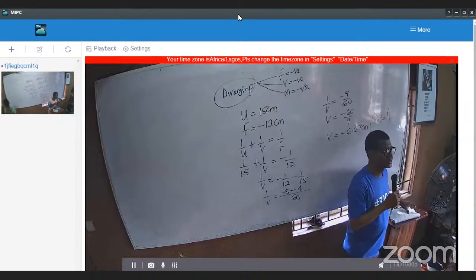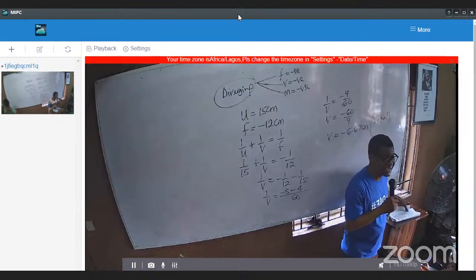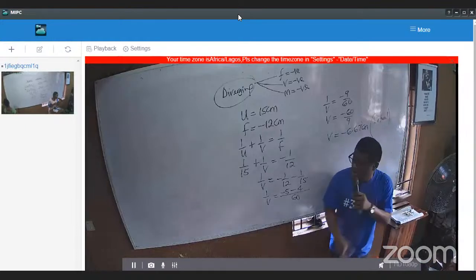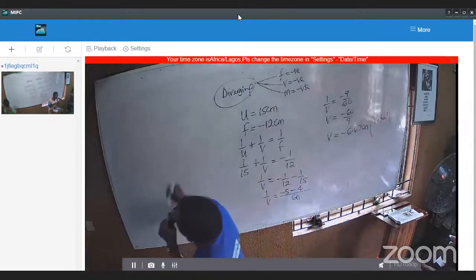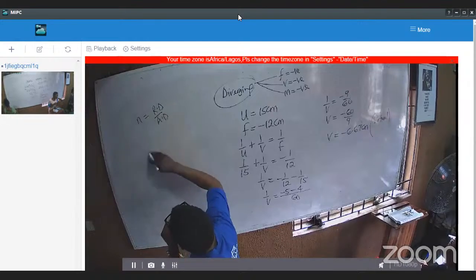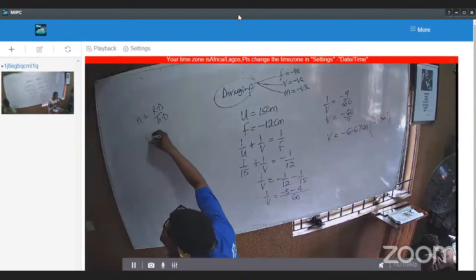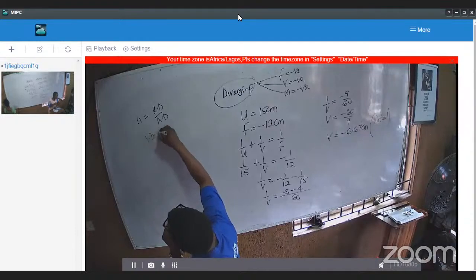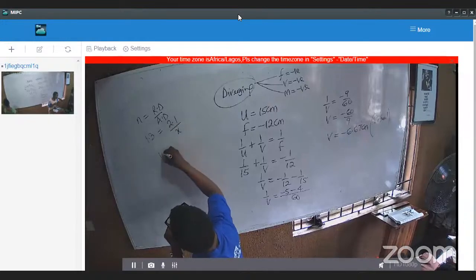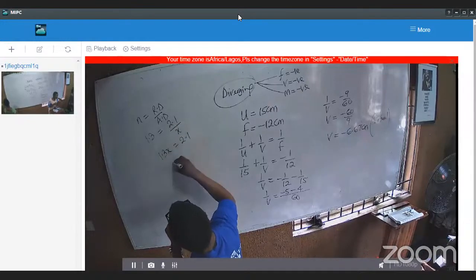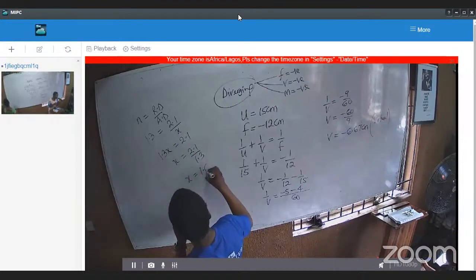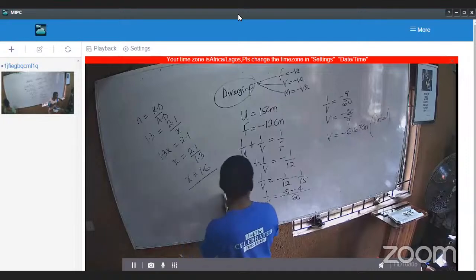What do you get? Class, refractive index is real depth over what? Are you given real depth or apparent depth? Refractive index is 1.3, real depth is 2.1, apparent depth unknown. So apparent depth is 2.1 over 1.3. What do you get? 1.62.